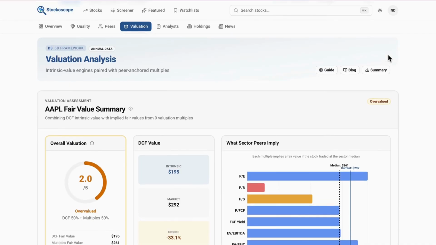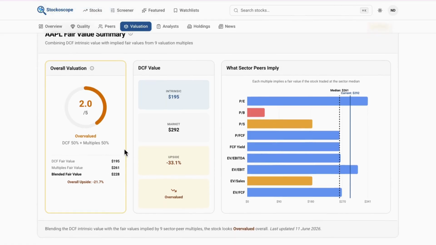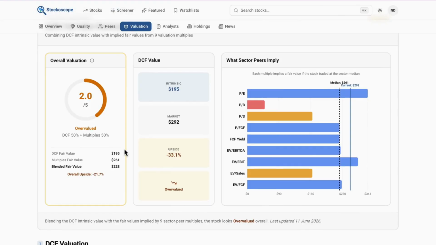At the top, the Valuation Assessment scorecard shows the overall verdict. It pairs the intrinsic value from the primary model with fair values implied by sector peers across a range of valuation multiples. At a glance, you can see whether the stock appears undervalued, fairly valued, or overvalued against both its own fundamentals and its peers.